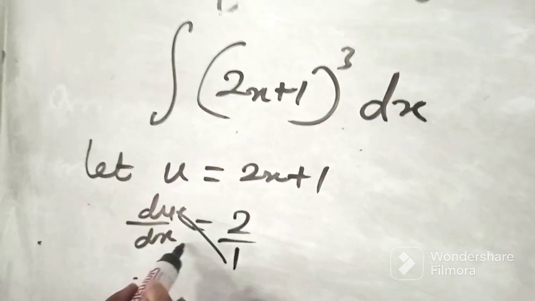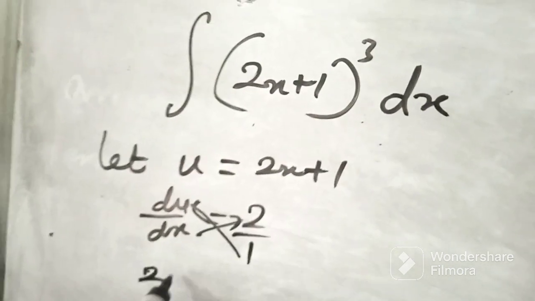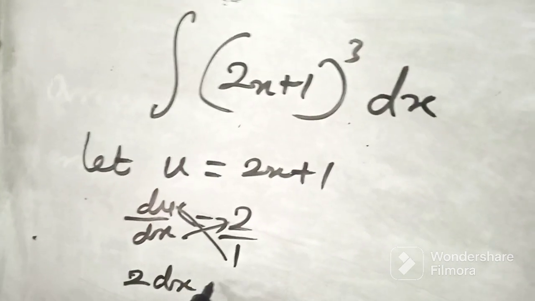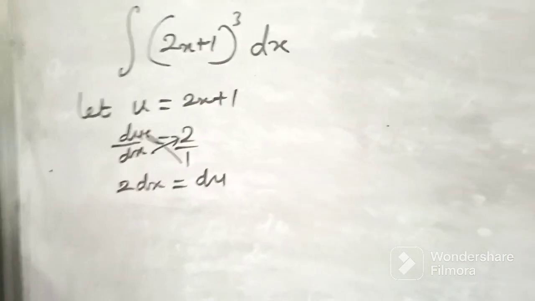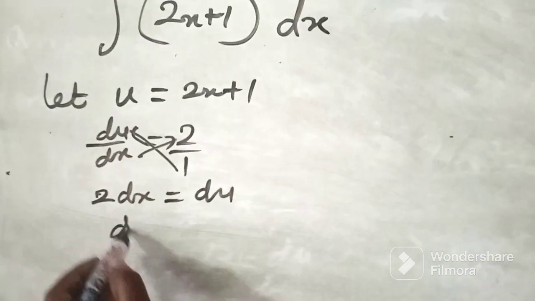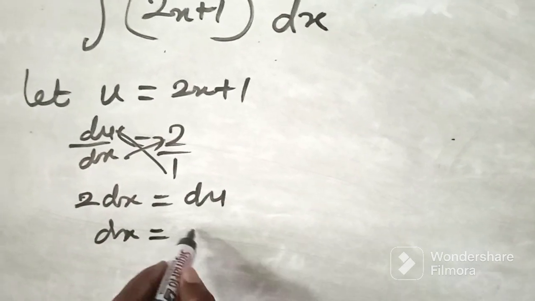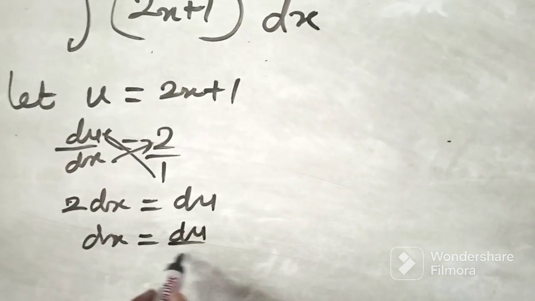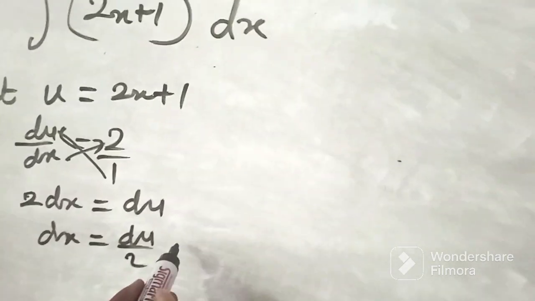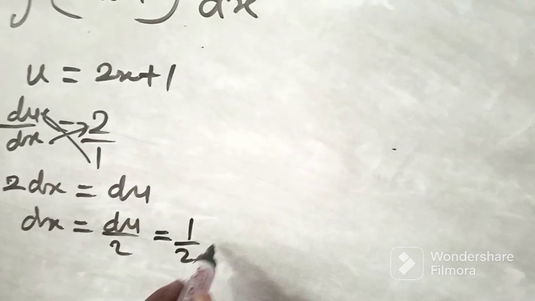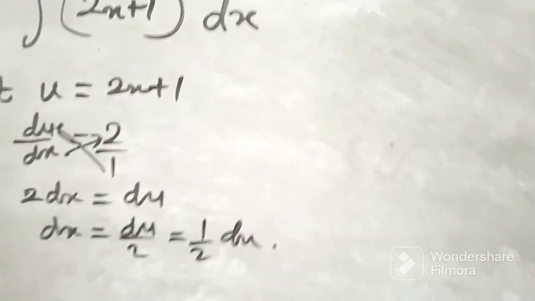We have and use this one to multiply this. We have 2 dx equal to du. Then if we divide both sides by 2, we are going to have dx equal to du over 2. So now don't forget that this one can also be written as 1 over 2 du. So take note of that.